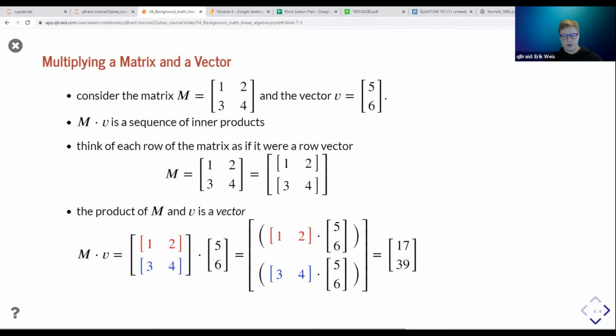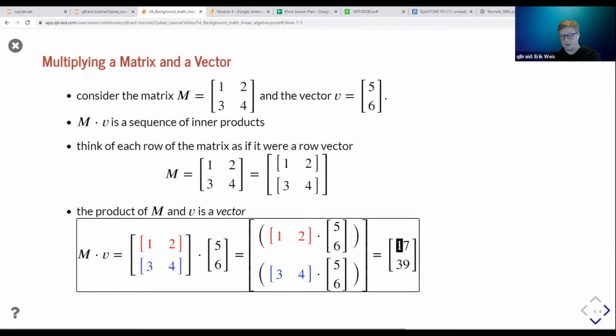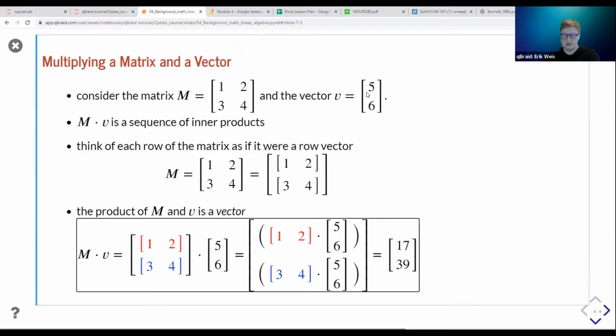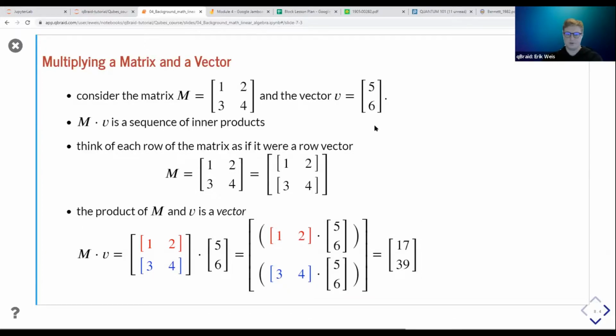And that number for the inner product corresponds to the new value of a new vector, which is the output of this process. So we take a matrix M, we multiply it by a vector V, and we get a different vector, which is of the same size as the original vector. So this is one way of thinking about how matrix multiplication works. Are there any questions so far about that one? Okay, good.